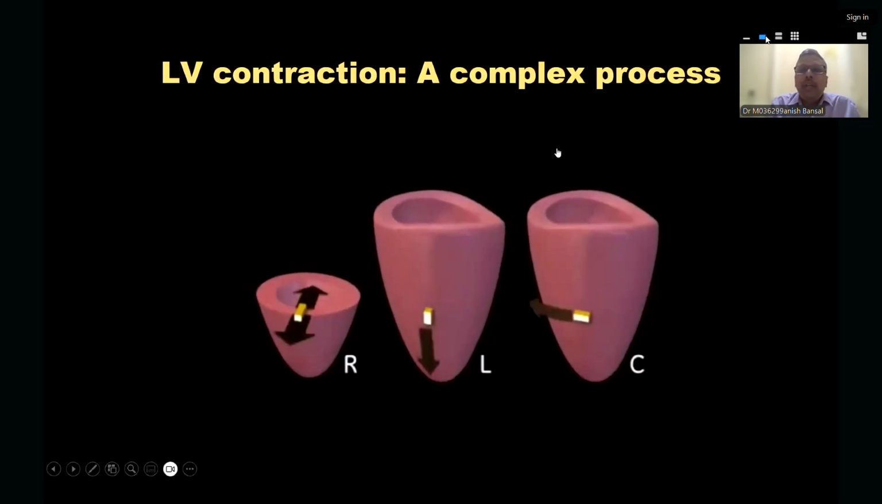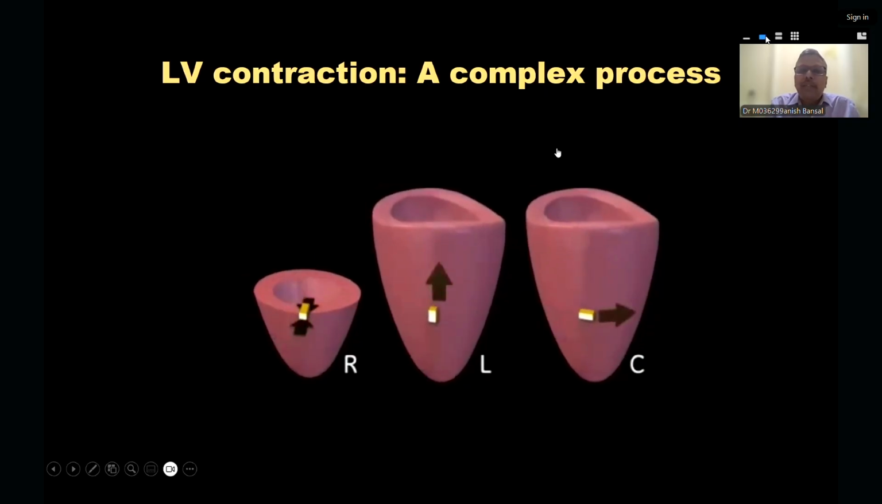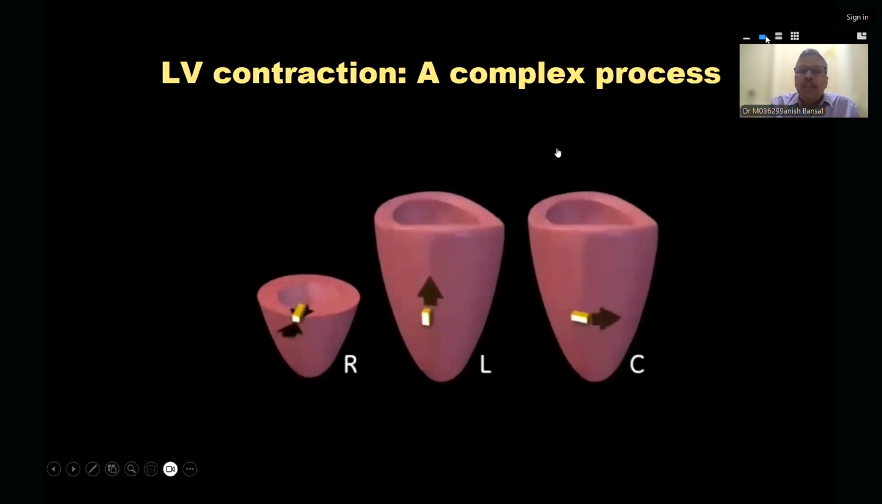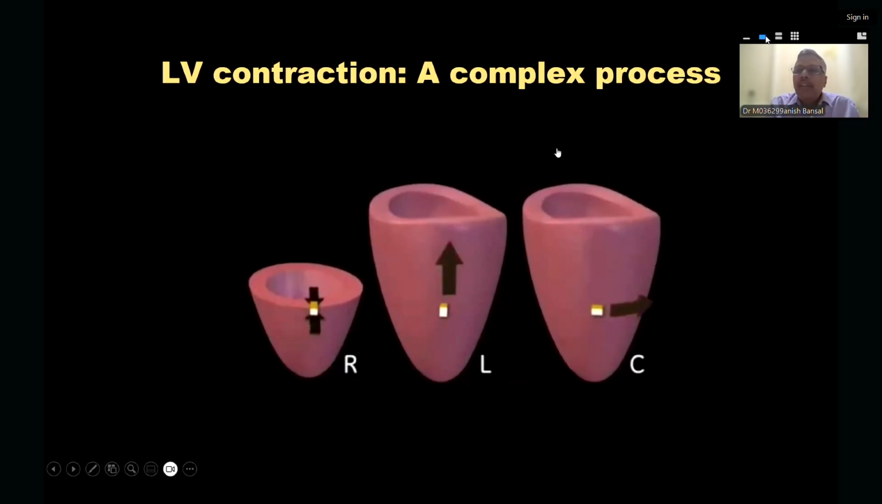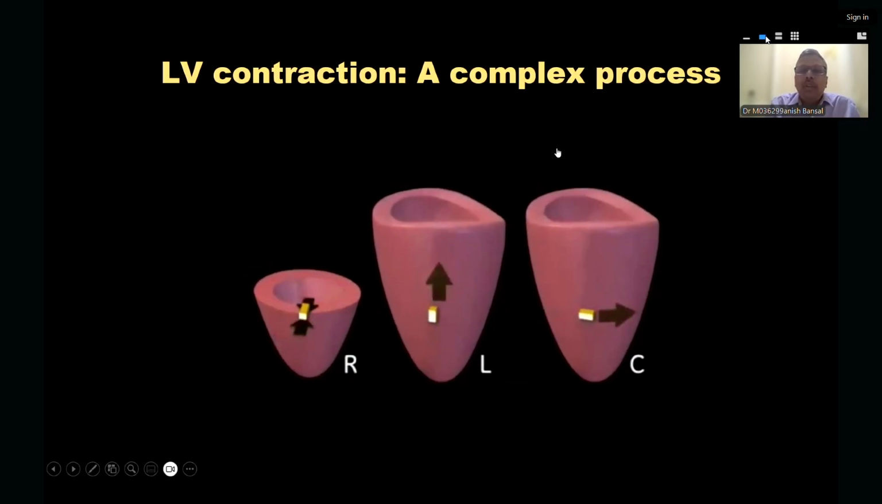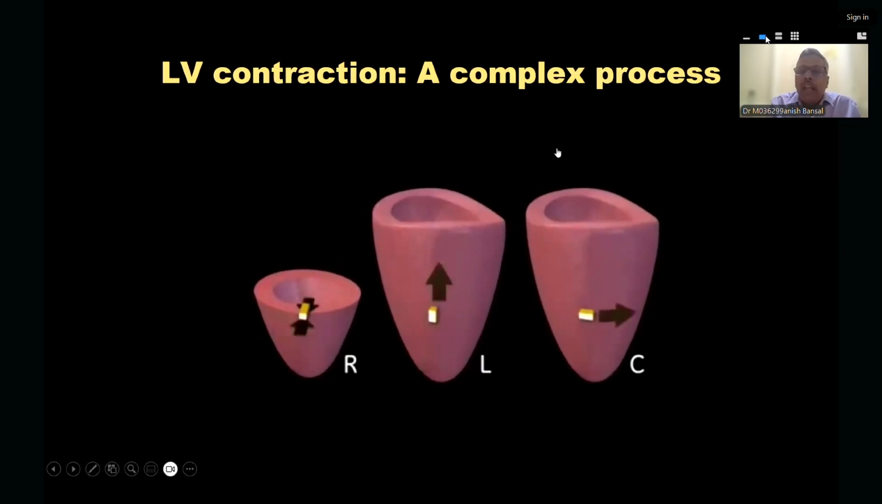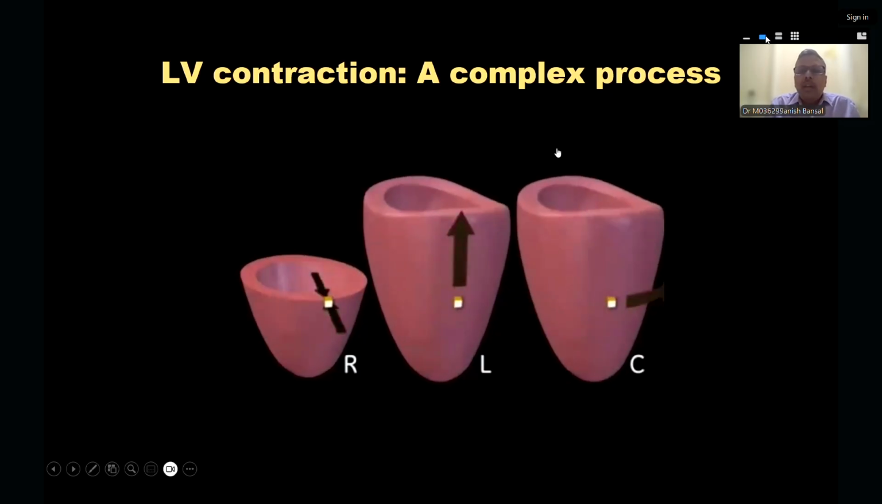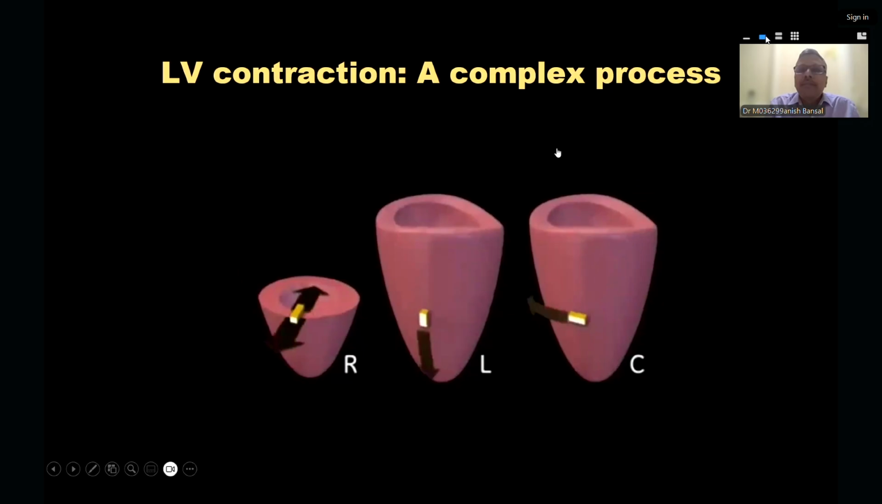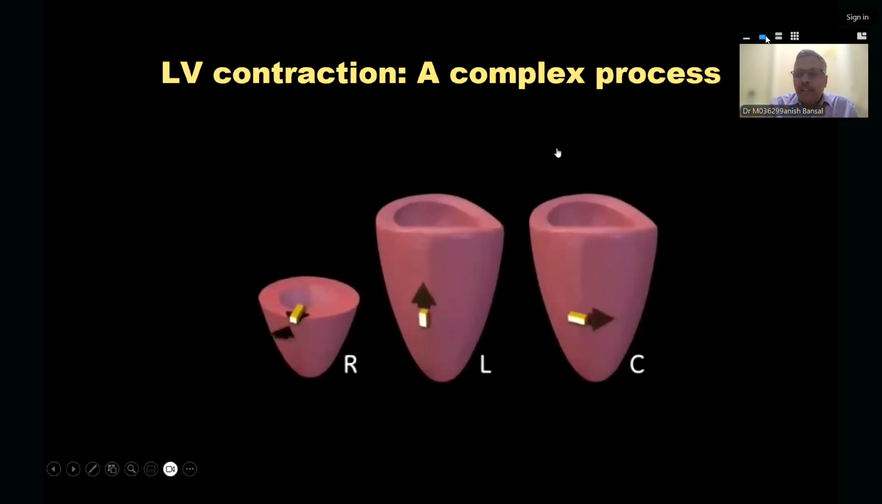So we know that LV contraction is a very complex process. It is multi-dimensional. LV shortens in the long axis, thickens in the radial direction, and shortens in the circumferential direction also. So all this makes it a very complex deformation. Now LVEF is not able to capture different elements of this contraction, and it shows abnormality only when it is involving all the different components and there is significant LV dysfunction.